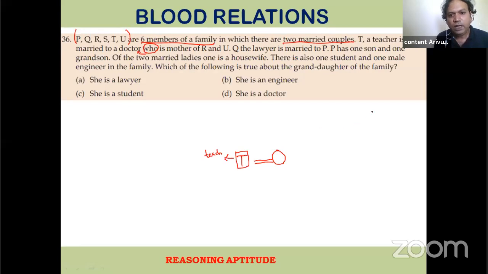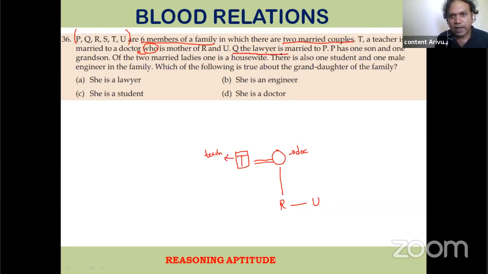And who is this circle? The circle is doctor, right? So T, the teacher, is married to the doctor, who is mother of R and U. So make a vertical line, and R and U, link them with a horizontal line. So R and U are siblings. What is the gender of R? We don't know. What is the gender of U? We don't know. What are they doing? That also we don't know. So leave it out, don't worry about it. Let's go to the next statement.